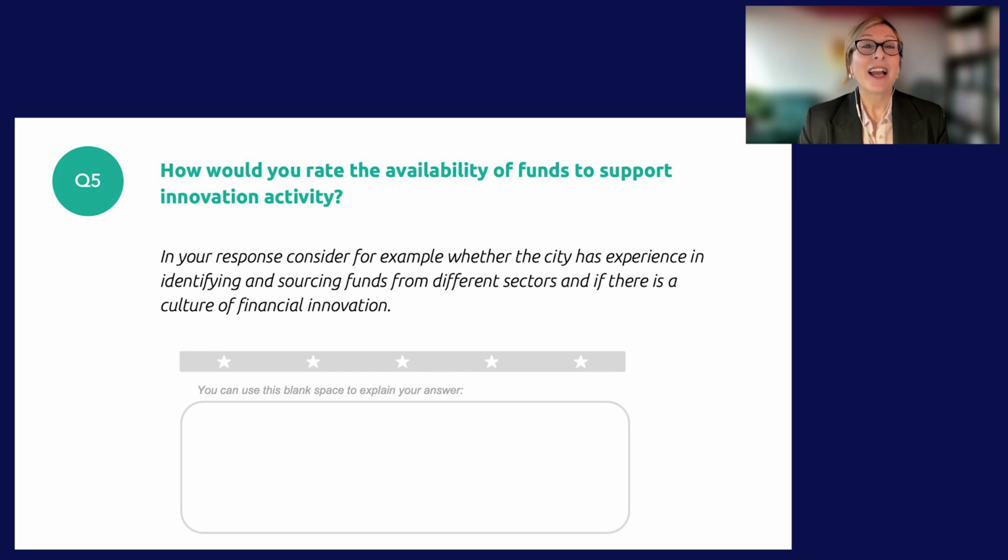Question 5 asks you to rate the availability of funding to support innovation at the urban authority level. Here, you can consider factors such as whether the city has experience sourcing funding from various sectors, or if there is a culture of financial innovation.